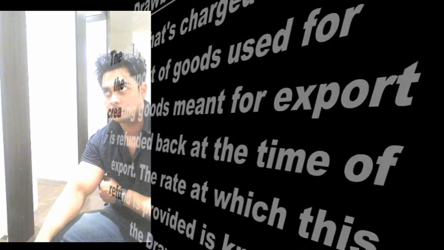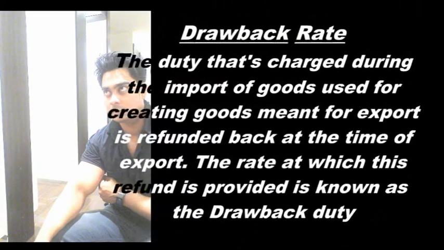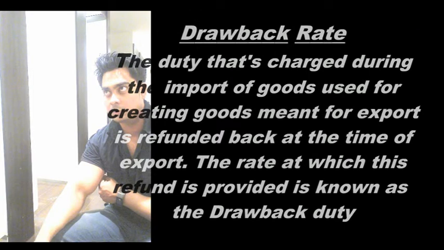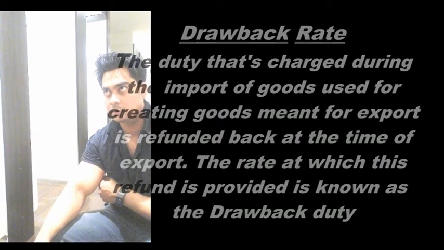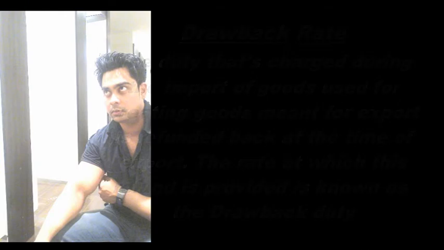Drawback rates are essentially the rate at which refunds and deductions are provided for imported goods used for the production of goods that are meant for export. So please listen to it carefully. Drawback rates are the rate at which refunds are done for the imported goods. This imported good will be used for the production of products inside the country which are meant to be exported in future. So when you're exporting that particular commodity, you will have a refund.